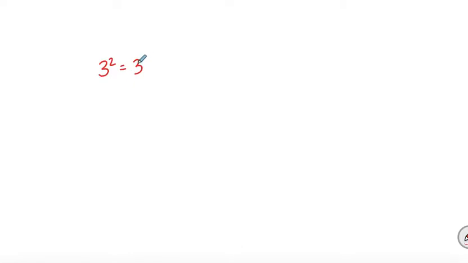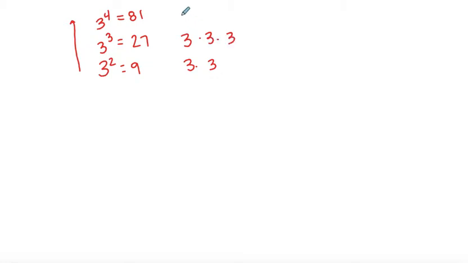3 squared is 9. What about if I go up and say 3 to the third? Now that is 3 times 3 times 3, which we did with our radicals, and we found 27. And what about 3 to the fourth, which is now 3 times 3 times 3 times 3, all the way to 81. As we see here, we get our repeated multiplication.